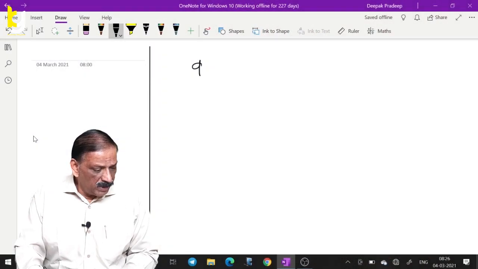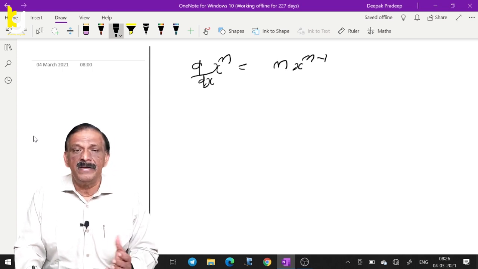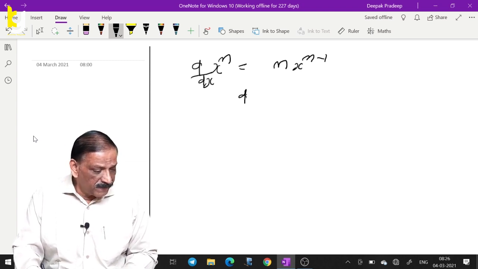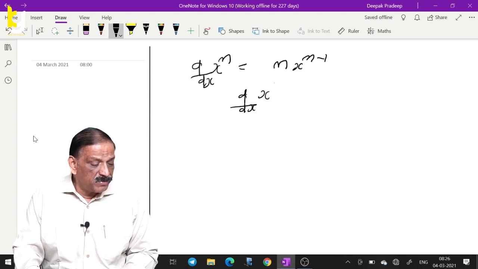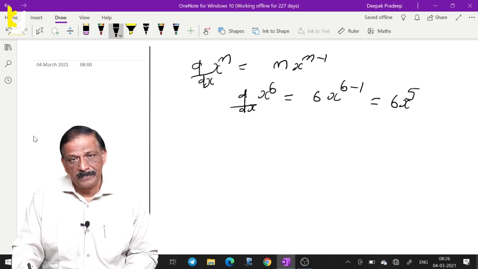Okay, so we know differentiation, all those formulas, very well because we have already studied them. So we know d by dx of x raised to n equals n x raised to n minus 1. That is, d by dx of x raised to 6 is equal to 6 x raised to 6 minus 1, which is equal to 6 x raised to 5. That we have already studied.